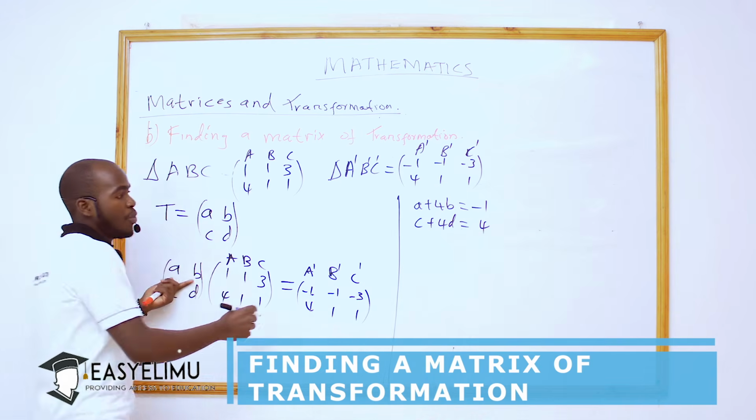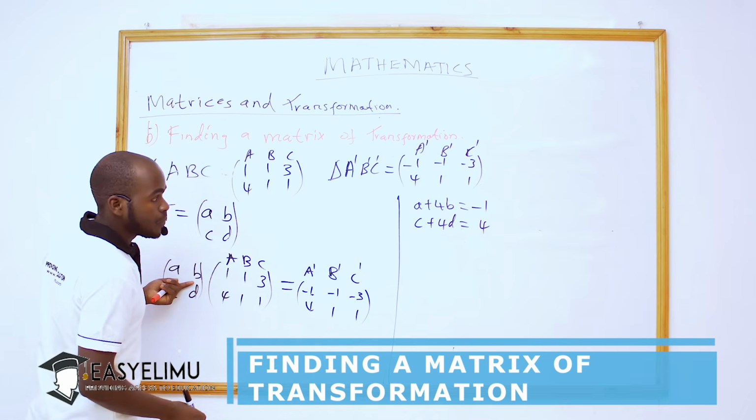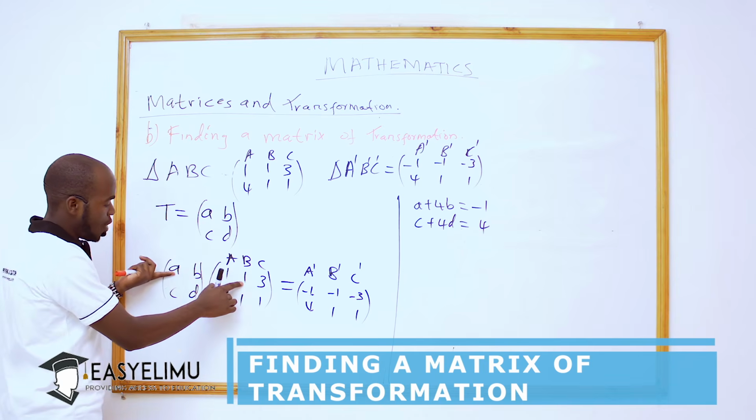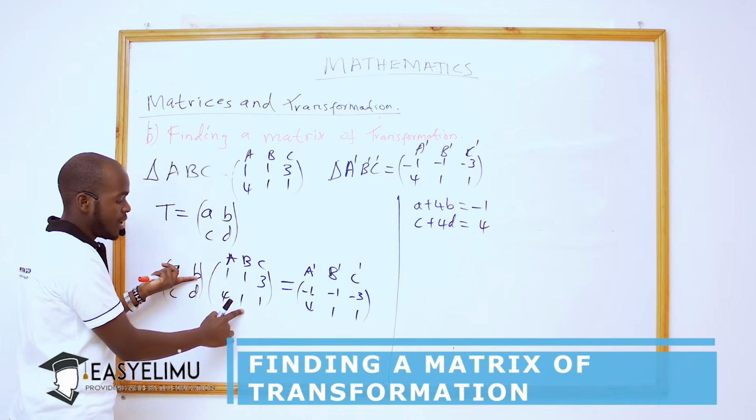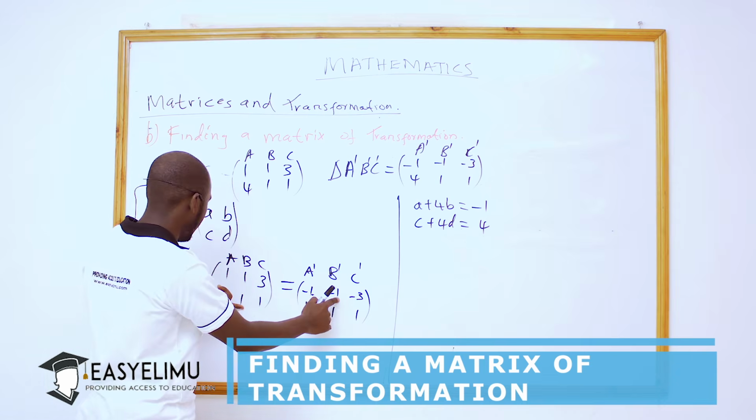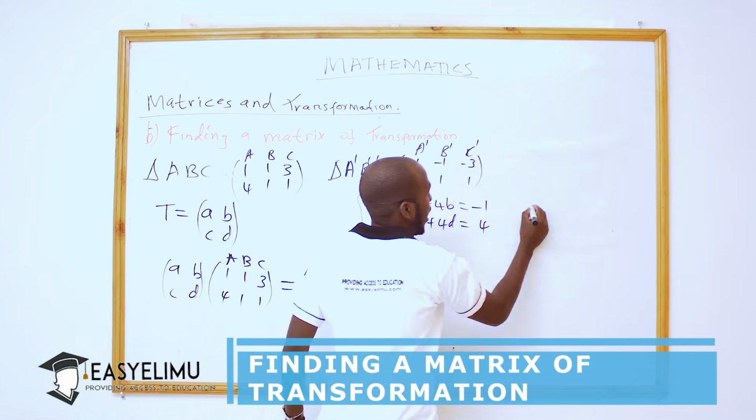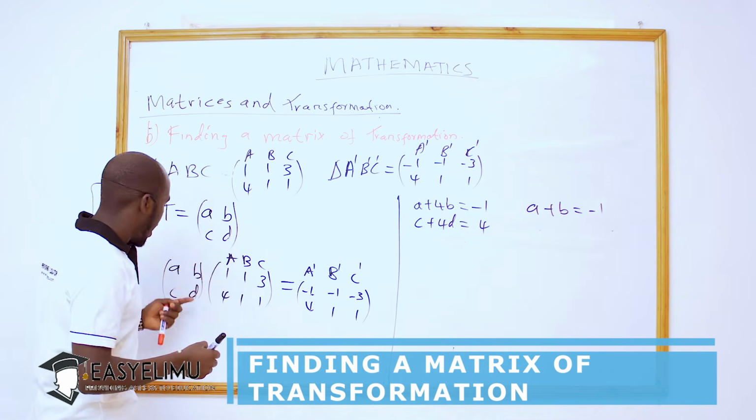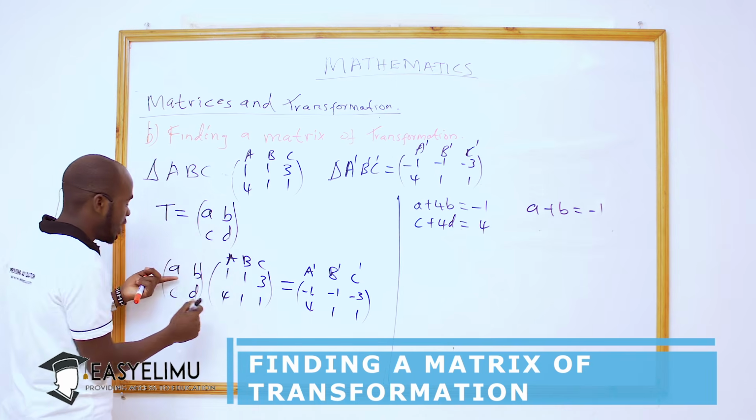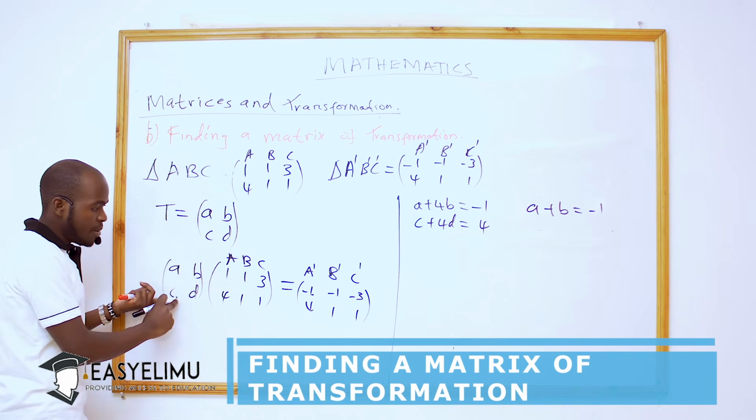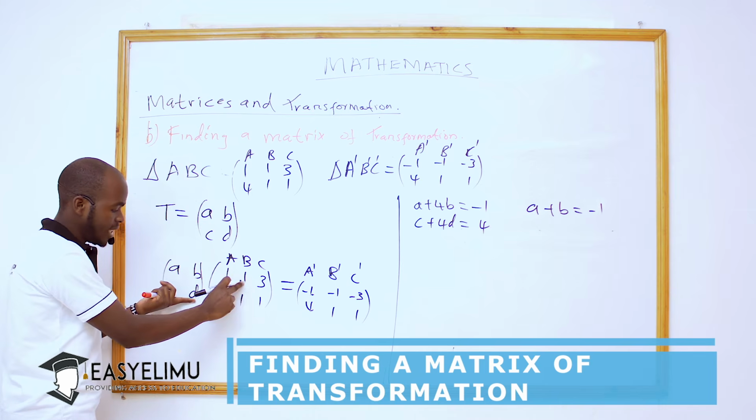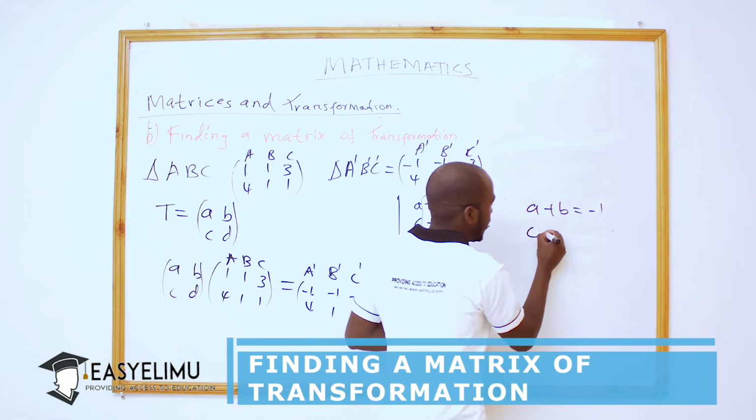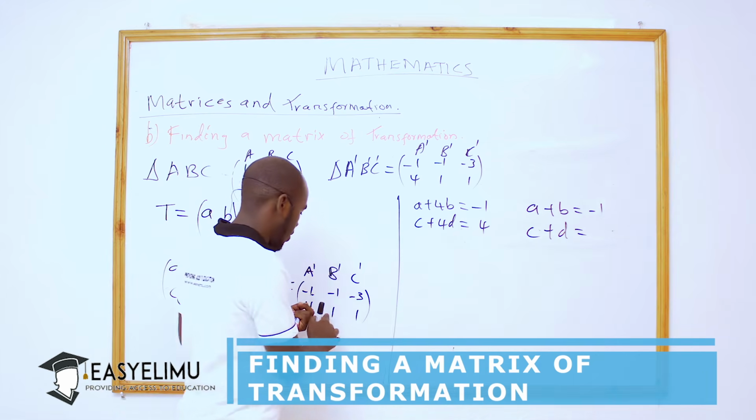Again, to find B prime, we get A multiplied by 1 plus B multiplied by 1, which gives -1, meaning A plus B is equal to -1. And for the downward entry, C multiplied by 1 plus D multiplied by 1, that is C plus D is equal to 1.